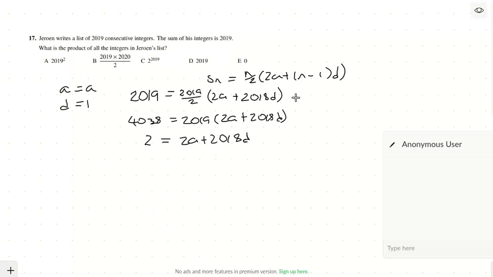Sorry, I know d is 1, so just 2018 there. And then I can take that away, minus 2016 is 2a, and so a is minus 1008. So that's just telling me the first term in my sequence is minus 1008, and then I'm just adding up 2019 consecutive integers starting from minus 1008. And as you can see, I'm obviously going to get to 0, and so the answer is E, 0.